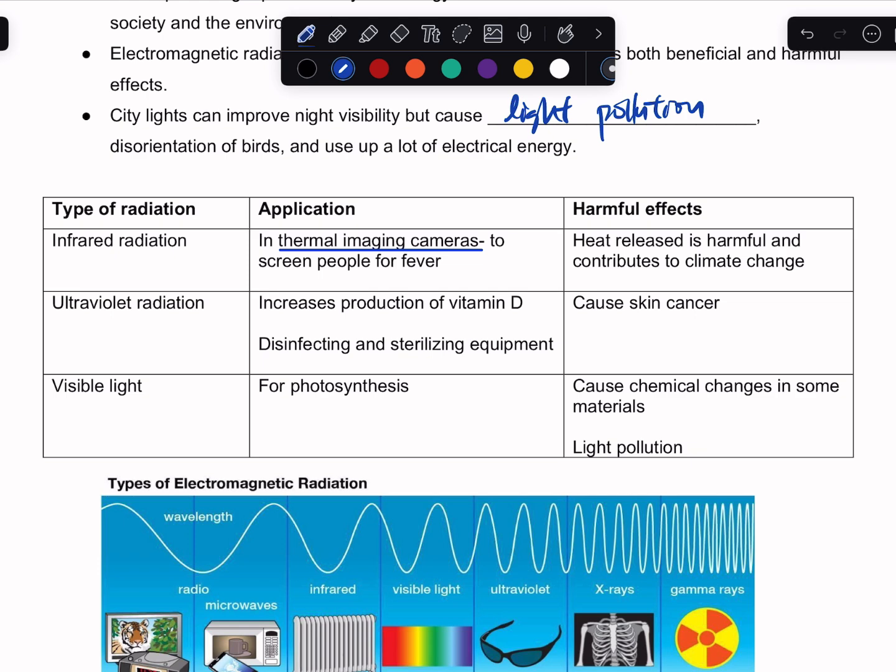Ultraviolet radiation is what we have from the sun. Ultraviolet radiation is good because it can help to produce vitamin D in our body, and it helps in disinfecting and sterilizing equipment. However, too much exposure to UV light actually causes skin cancer, and that's also the reason why it's important for us to wear sunblock. For visible light, not us, but plants use it for photosynthesis, and of course it helps us to see colors. The harmful effect is that it causes chemical change in some materials. And of course, it causes light pollution.